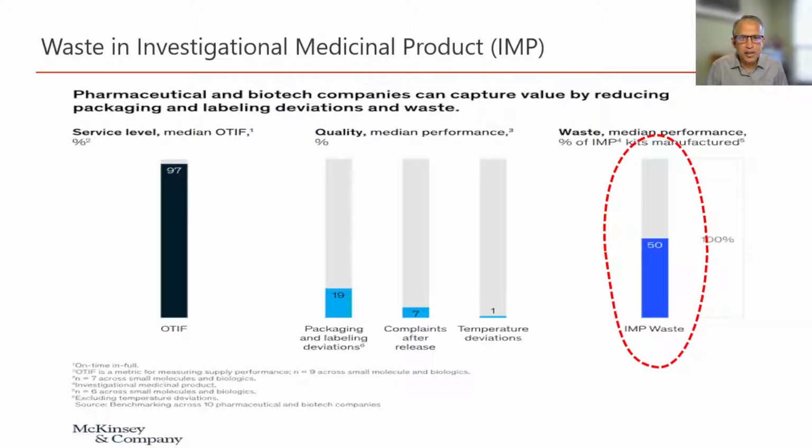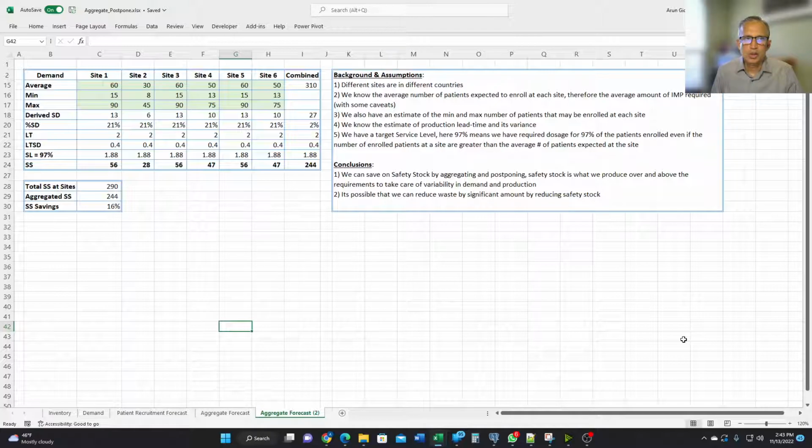So now let us look at an Excel example of how to calculate the inventory reduction possible using aggregation under certain conditions. Now, if we reduce requirements and produce less, then we reduce wastage. So this is the Excel mockup of the savings that can be achieved using the aggregation and postponement strategy. So here we have six different sites. We will assume that they are all in different countries.